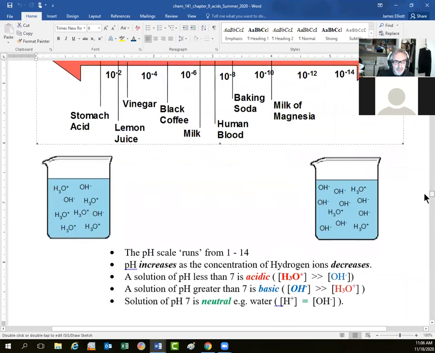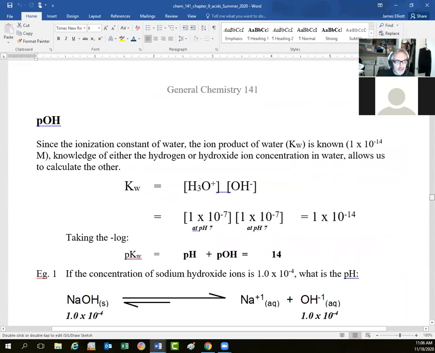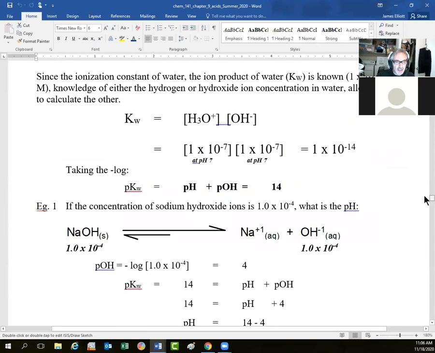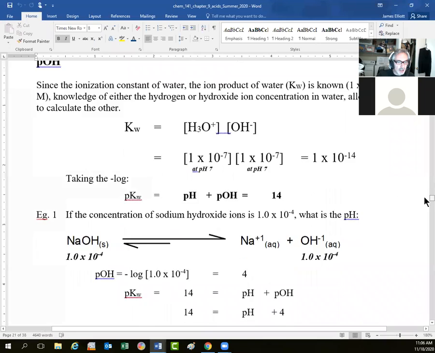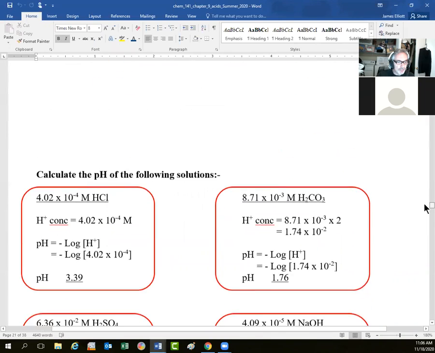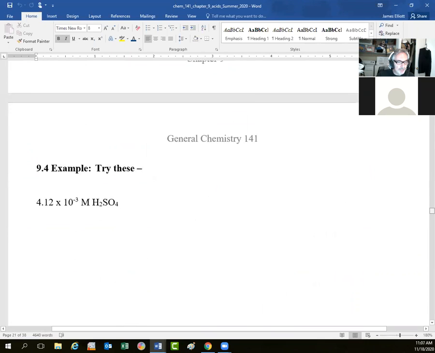And we said that we could measure the pH of even a basic solution because we have this relationship that pH plus pOH is equal to 14. So we can work out the negative log of hydroxide ions for the pOH, and then pH would be 14 minus the pOH. That is where we had got to on a Monday.